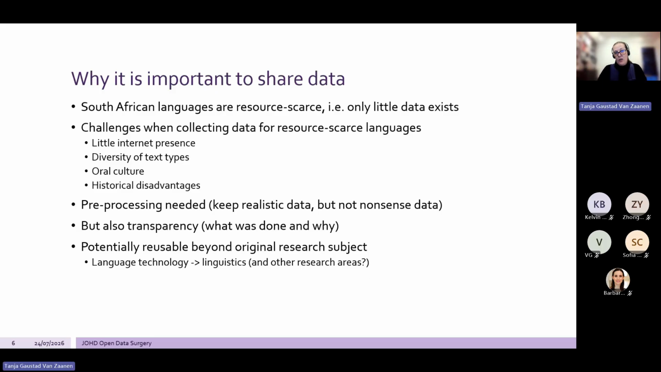Another reason why it's important to share your data is that to be able to use what you've collected, you need to do some pre-processing. So you have to make sure the data that you collected is actually realistic, but there's not a lot of noise in it that you can't use. But you also want to be transparent in what was done and why it was done, for instance. And then another thing that is close to my heart as well is that you'd like to produce data that is reusable beyond your original research project, right? So I work in language technology, but that's close enough to linguistics that hopefully linguists might be interested by the data I collect as well, and potentially other research areas as well.